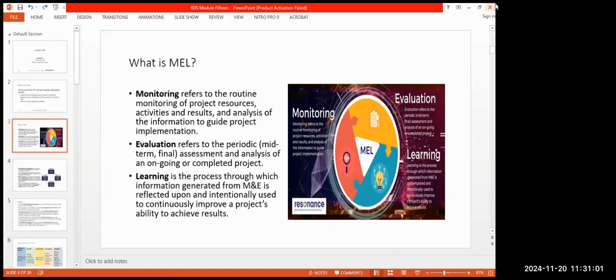the connection between monitoring, then evaluation, then learning, and then back to monitoring. It's just a graphical way of putting it. And we were describing what monitoring is. We're also describing what evaluation is, and we said learning is really a process through which information generated from M&E is reflected upon and intentionally used to improve the project's ability to achieve results. That's what the learning is all about.